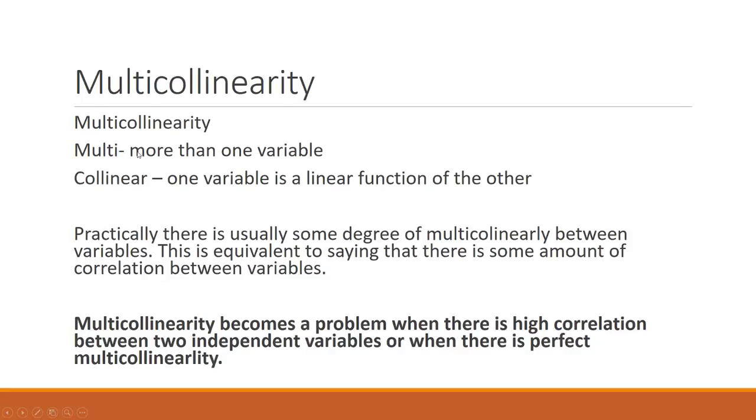Multicollinearity. Multi means more than one variable. Collinear, one variable is a linear function of the other. Practically, there's usually some degree of multicollinearity between variables. This is equivalent to saying that there is some amount of correlation between variables. Multicollinearity becomes a problem when there is high correlation between two or more independent variables, or when there is perfect multicollinearity. All right.